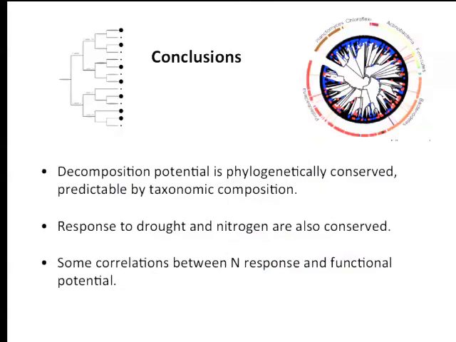So then, to conclude the second half and the end of my talk, we see that decomposition potential, it's potential because we're looking at metagenomes, not actual expression, is phylogenetically conserved and predictable by taxonomic composition in our system. We see that the response to our 2 different global change simulations is also phylogenetically conserved. And there are some correlations between these 2, but it's not explaining our experimental results, so there's still a lot more work to be done.